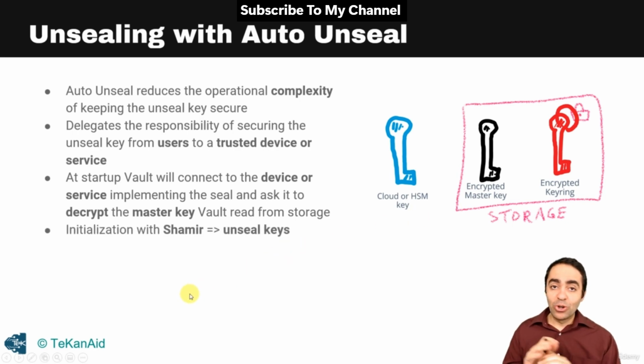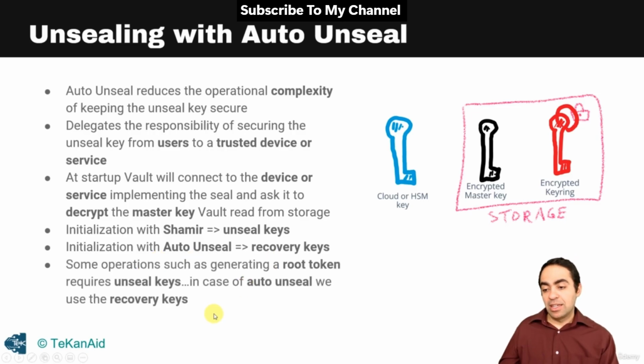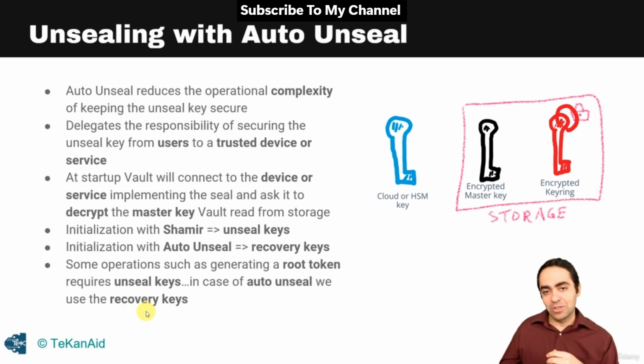A couple of things to note: when you're initializing Vault with Shamir, you end up with unseal keys. When you initialize Vault with auto unseal, you end up with recovery keys. The reason for unseal keys and recovery keys is that there are some operations, such as generating the root token, that require the unseal keys in the case of Shamir, or recovery keys in the case of using auto unseal.